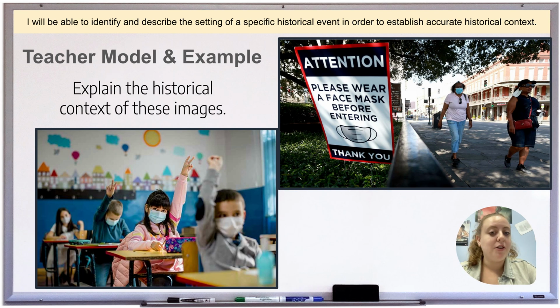As I model this, I want you to take notes about what steps am I taking to do my historical context. And then I also want you to make sure that you are writing down the example that I'm going to show you in a minute.